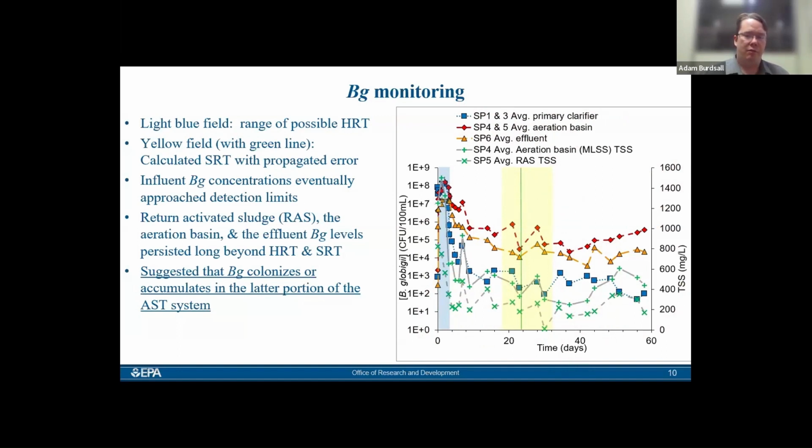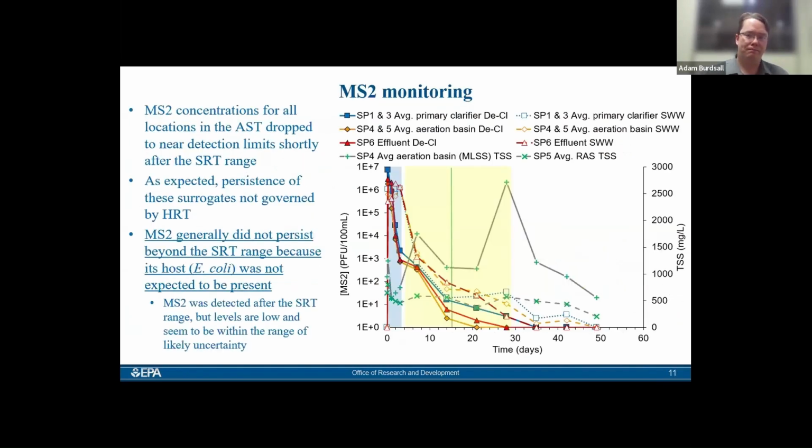BG concentrations eventually return to near their detection limits in the primary clarifier, so for the beginning parts of the apparatus. But in the rest of the system, the aeration chamber and the secondary clarifier, concentrations remained rather high throughout the experiment, long beyond the hydraulic retention time, but even beyond the solid retention time range. This suggests that one of 2 things was happening. Either BG colonizes the system, leading to the growth and production of new organisms from within the plant's infrastructure, or it's simply accumulating. What happened with MS2 will give us a clue that it's actually the former.